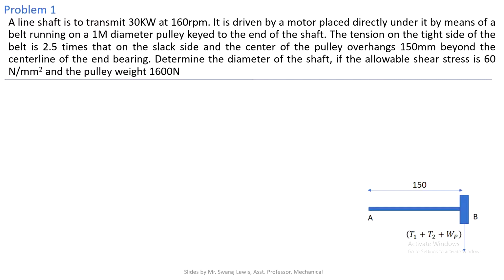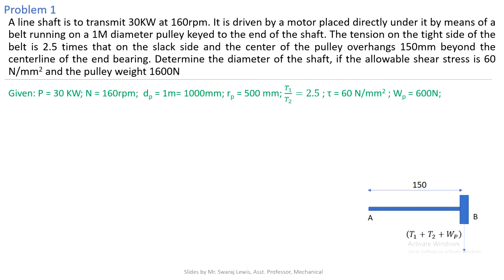And they have given that the tension on the tight side is 2.5 times that on the slack side. And they have given that the pulley overhangs 150 mm beyond the center line of the end bearing. That means from the bearing there is a 150 mm gap to the pulley. Then other data are given. Weight of the pulley is given, etc. So we'll write the given data.